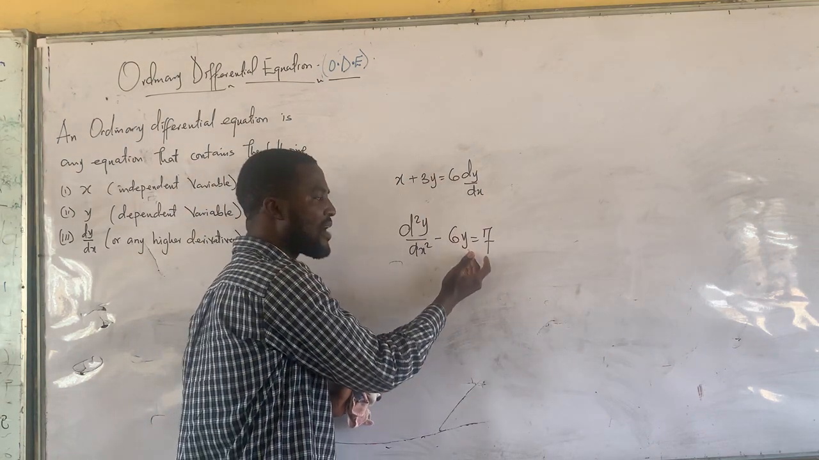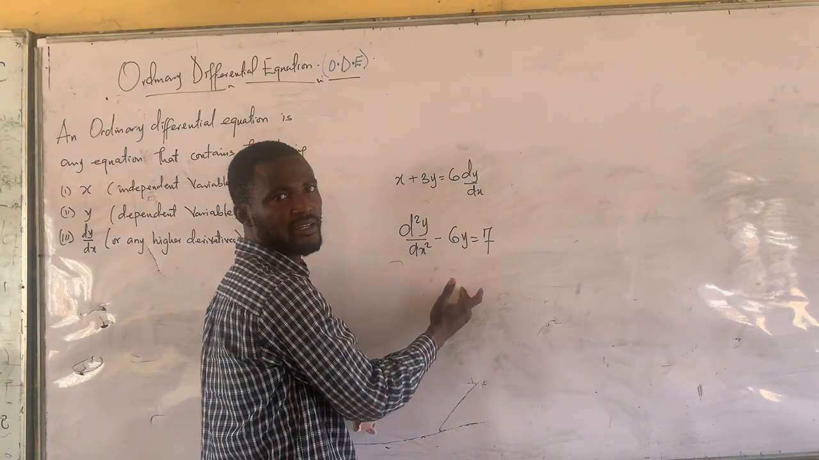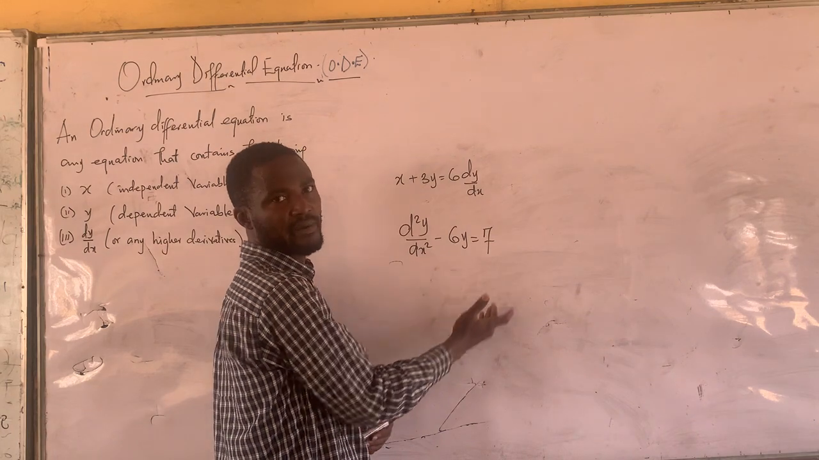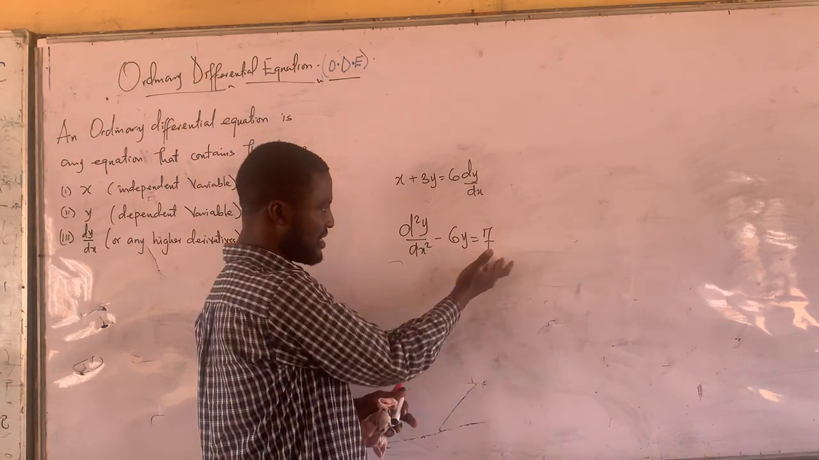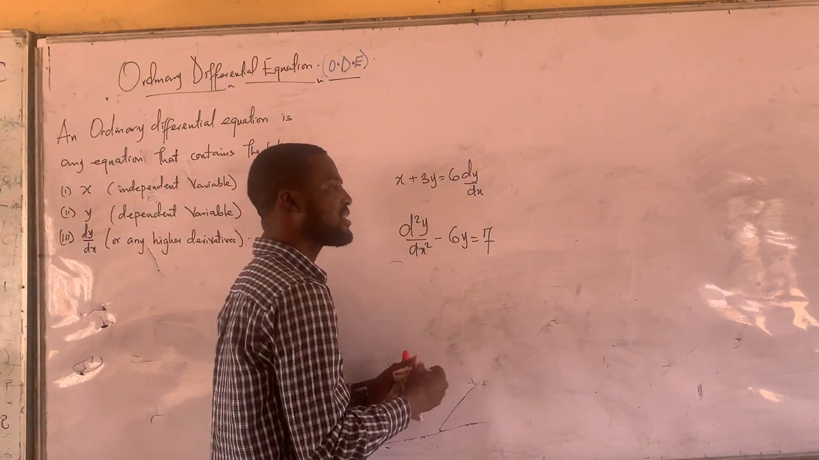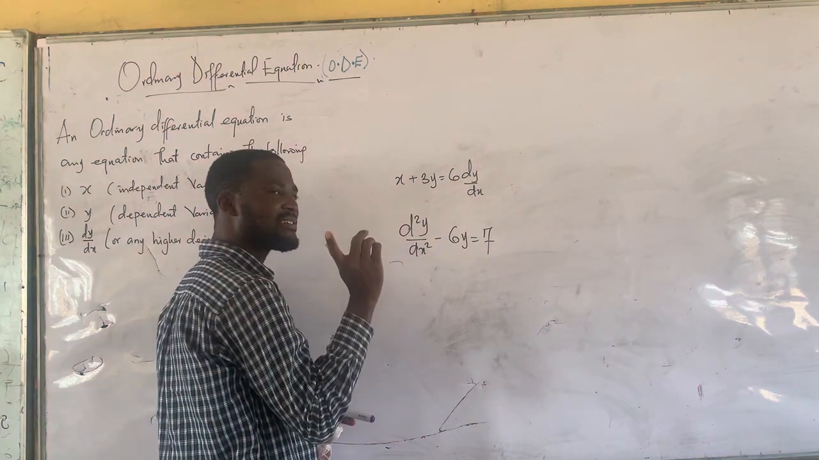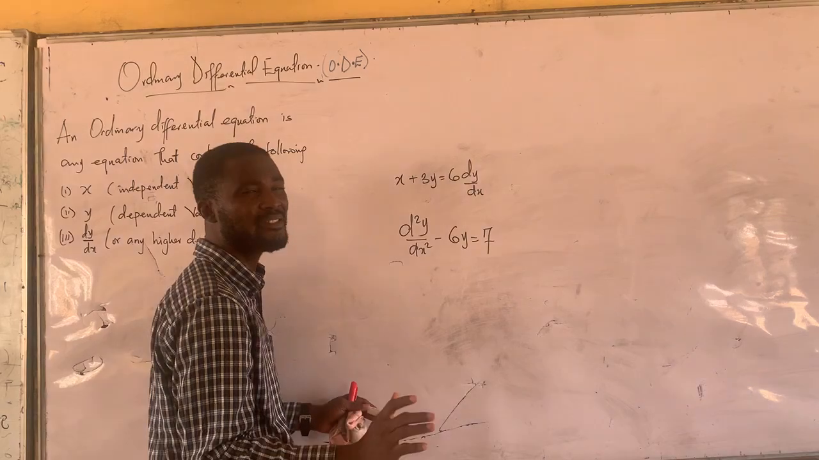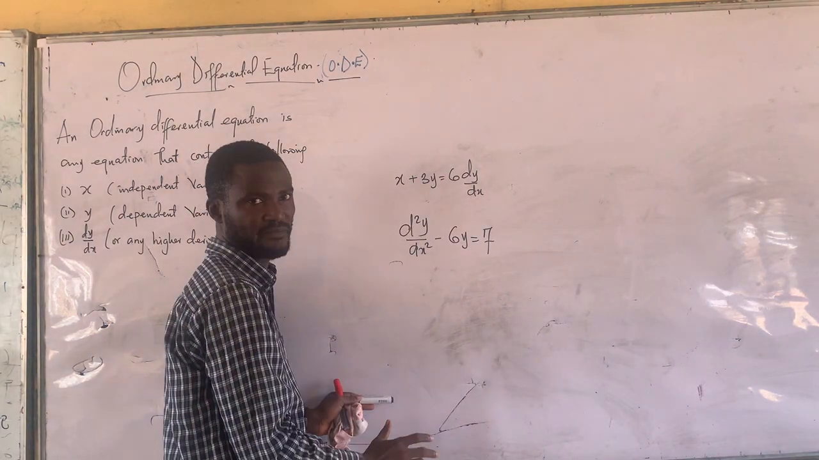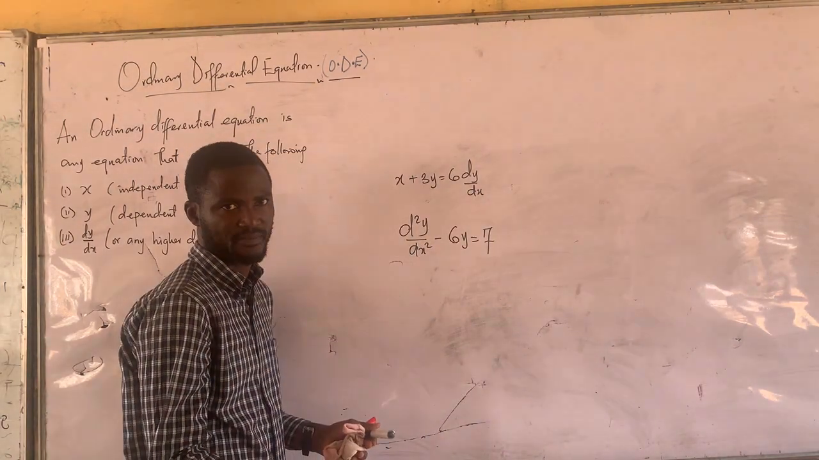Now, you have the dependent variable y, but you will be like, where is the independent variable x? Yes, the independent variable x is not here because its coefficient is 0. But like I said, the most important thing every ODE must contain is the derivative. So this is still an ODE.